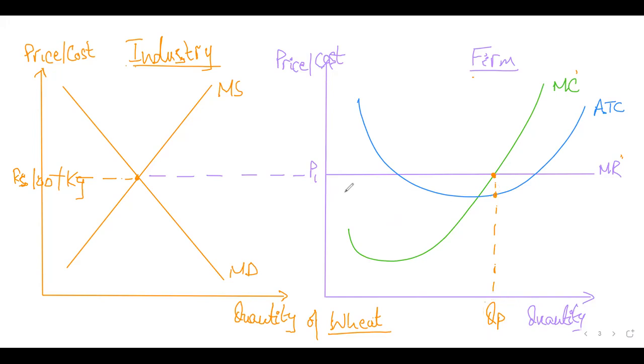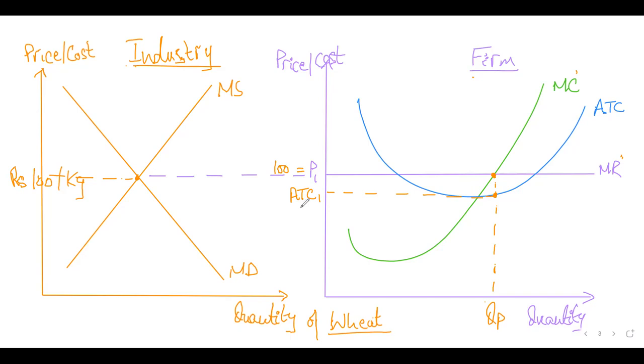Now, you will connect this point with your y-axis. Got it? What will this show you? This will show you the ATC, the average total cost of producing each unit of the good. We already know from our previous discussion that the market price of each kg of wheat is 100 rupees. So the price turns out to be 100, and this is your ATC.